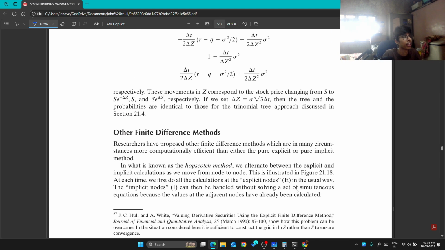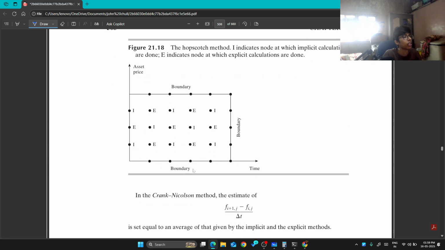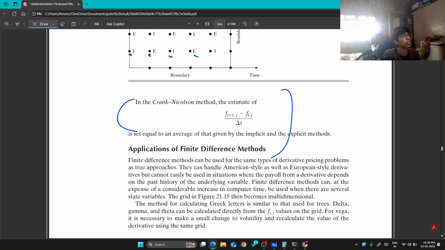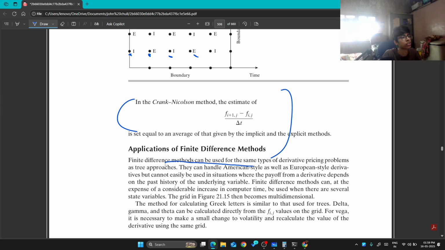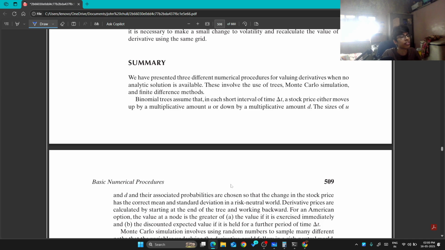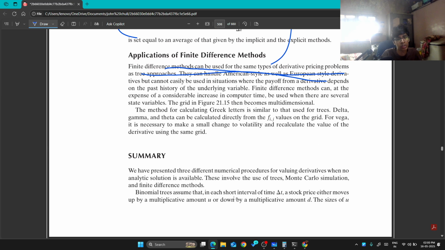And there is another finite method called the hopscotch method, where we use both explicit and implicit methods, and in the grid you can see that there is a boundary condition. Implicit method is used for this, explicit, implicit, explicit, and this is the formula explanation. It helps us price derivatives for American options. But it is very computationally heavy, so Monte Carlo simulation is preferred more.